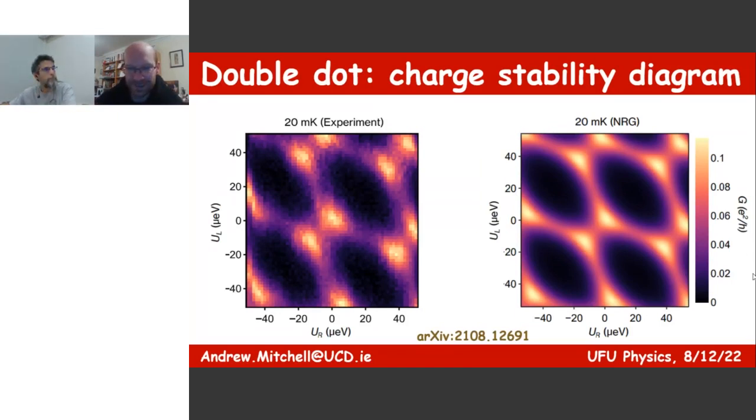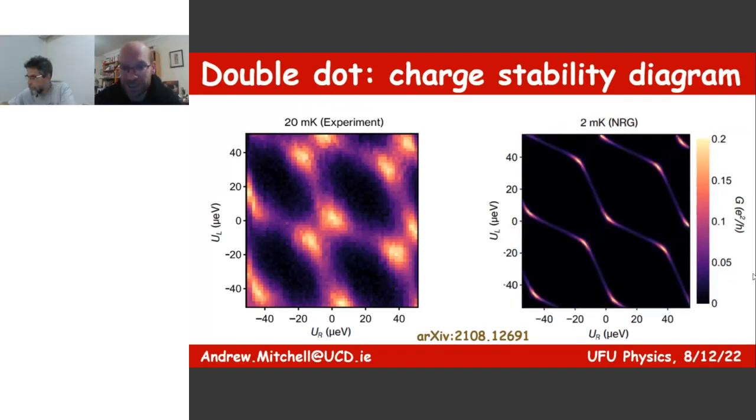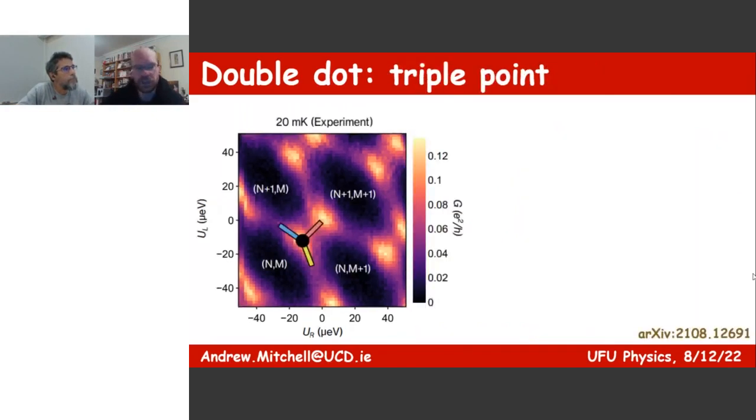Of course, one of the nice things you can do with classical computation from the theory side is simply go to lower temperatures. You can't do that in the experiment, but we can see, for example, here that at low temperatures, this structure really sharpens up, and these bright points that I mentioned earlier really stand out from the suppressed conductance background. So I'll try to explain why that is now.